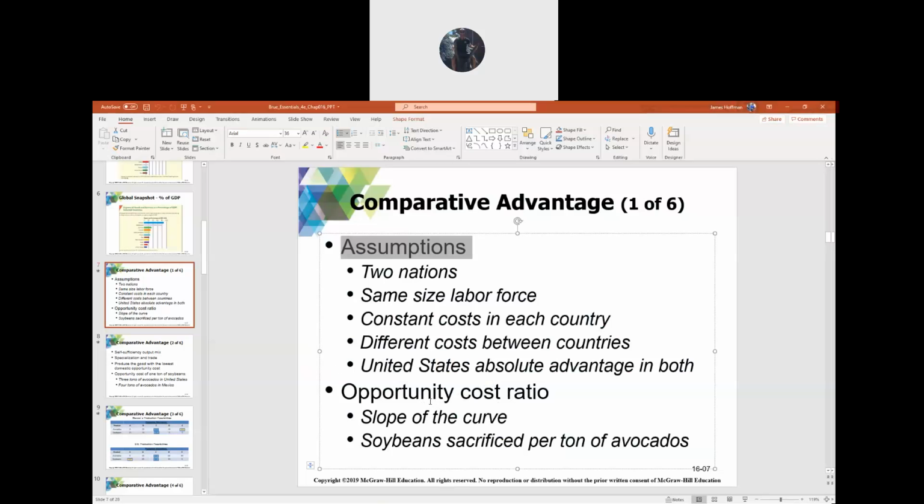So remember the opportunity cost from back in day one, I think it was. It's if you want to gain, if you want to produce something, you got to give up something else. So the opportunity cost of producing more soybeans in this example is how many avocados you give up, and the opportunity cost of avocados is how many soybeans you give up, right?